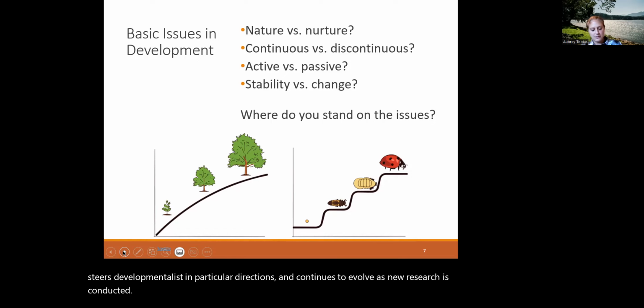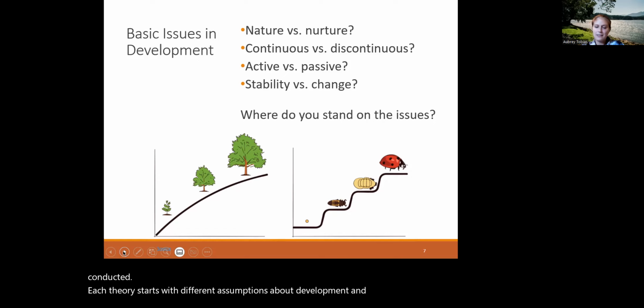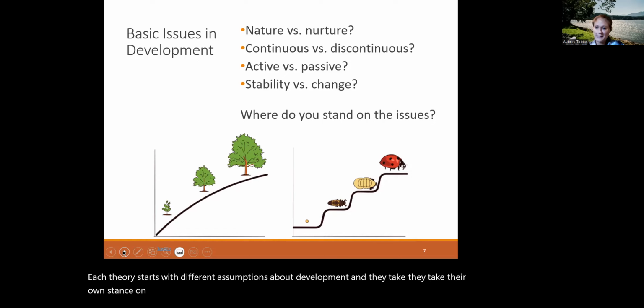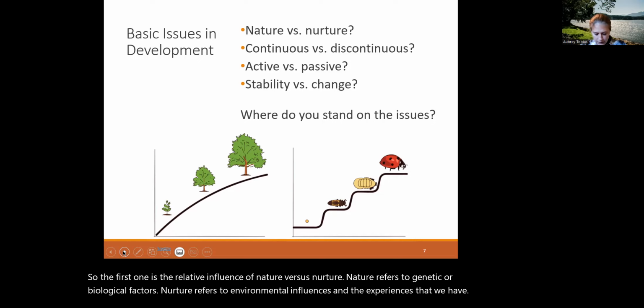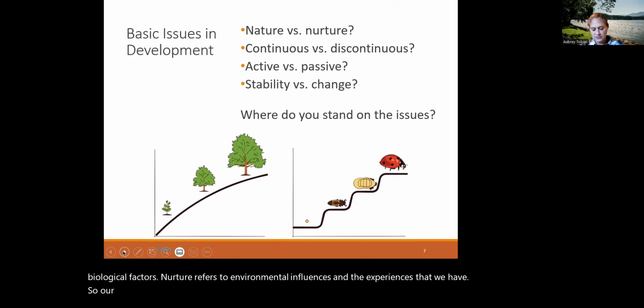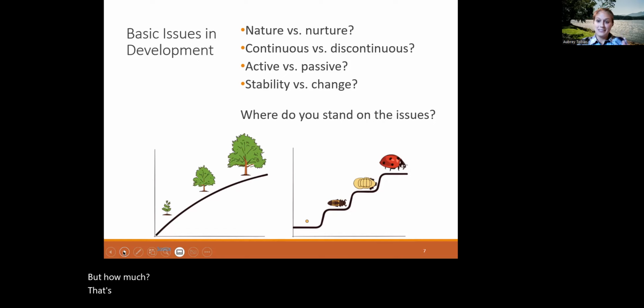Each theory starts with different assumptions about development, and they take their own stance on several issues. And we call these the basic issues in development. So the first one is the relative influence of nature versus nurture. Nature refers to genetic or biological factors. Nurture refers to environmental influences and the experiences that we have. So are genetic or environmental factors more important to one's development? In truth, both are, but how much? That's where developmentalists, different theorists, right, have various opinions.